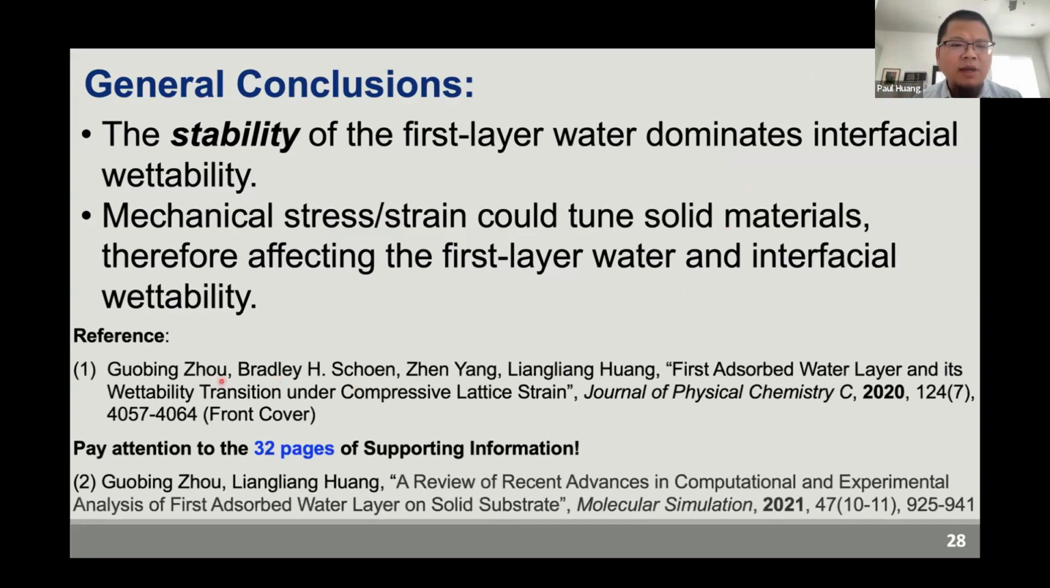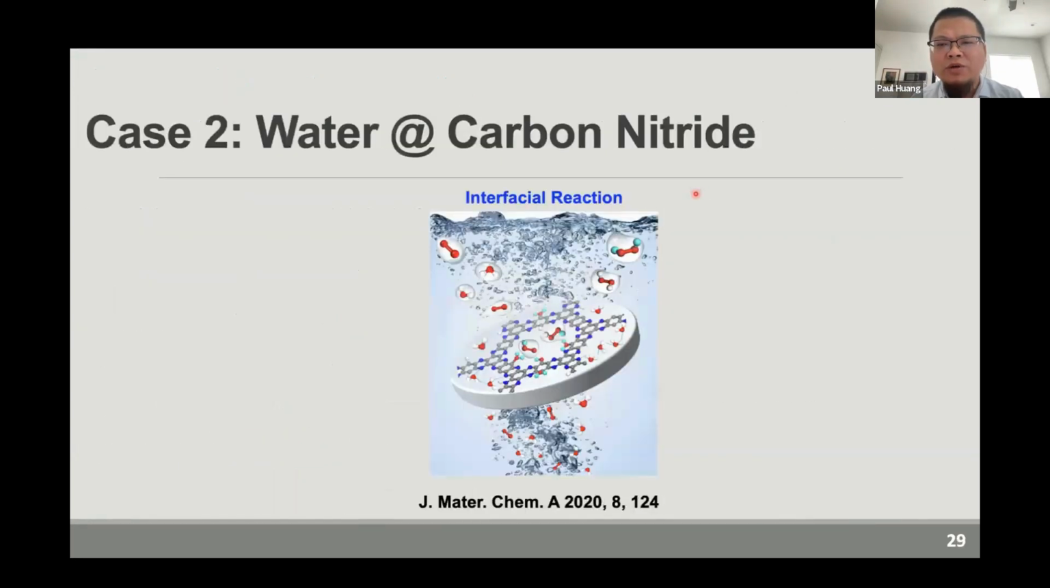So here I'm having this reference paper we published with my students, and pay special attention to the quite nice, in our opinion, 32 pages of supporting information. And we also published a review article following that paper in another year. So that is the first example I want to quickly share with you.